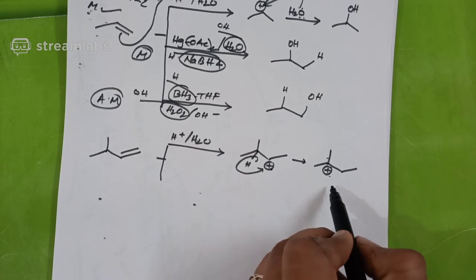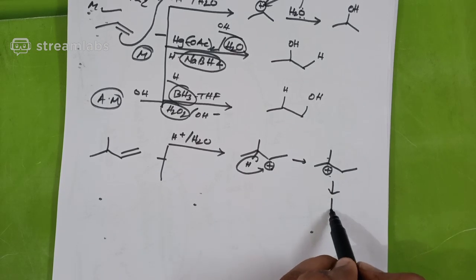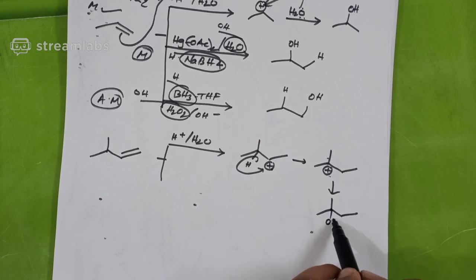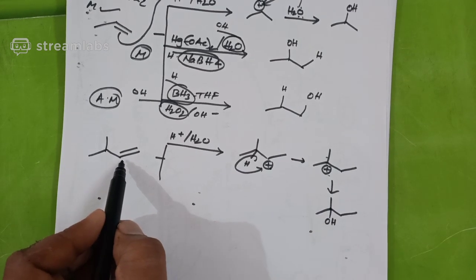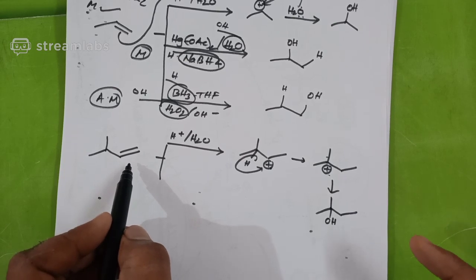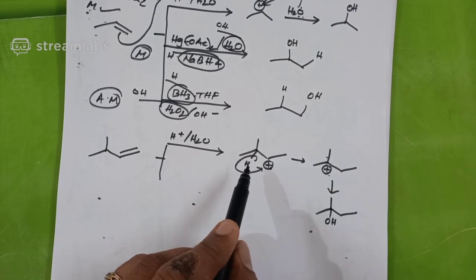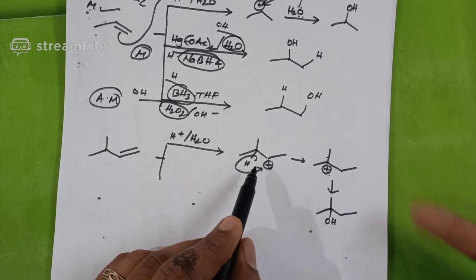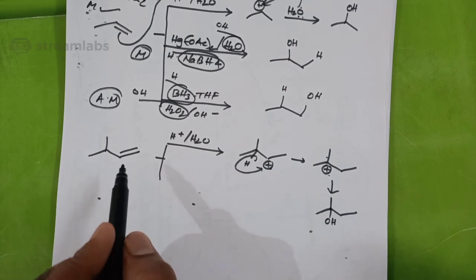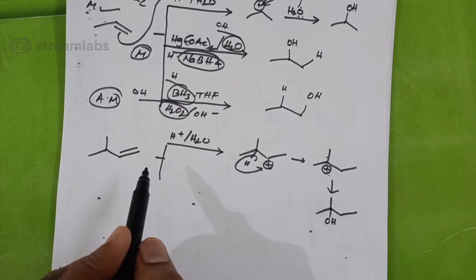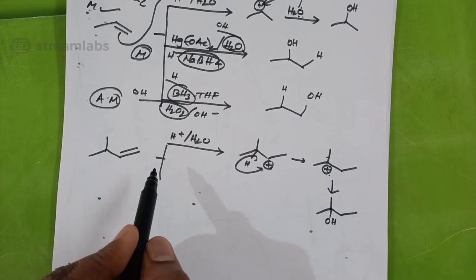And finally we have to add water. By adding water, it gives the OH group here. According to Markovnikov's rule the OH group would be at the second carbon, but here there is no Markovnikov's rule because of rearrangement. Whenever rearrangement or ring expansion is possible in the given molecule, there is no Markovnikov's rule. You have to go according to the stability of the carbocation.